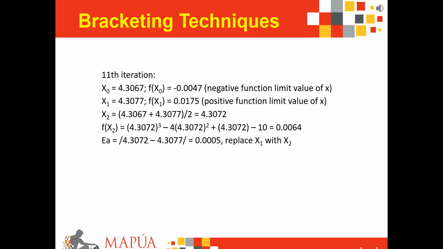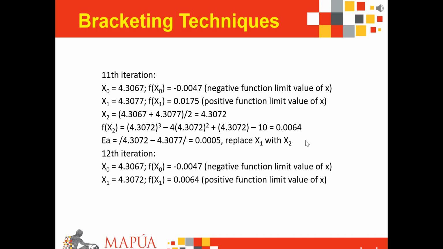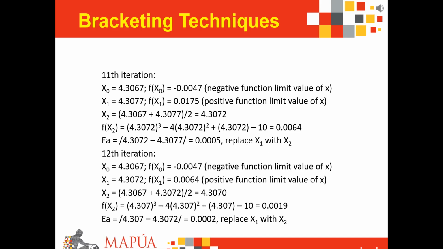Substituting that to our function gives us a function value of 0.0064 and an absolute error of 0.0005. Hence, again, we repeat the process by replacing x1 with x2. So on our 12th iteration, we end up with these given values and this midpoint to be 4.3070. Substituting that to your function gives us a function value of 0.0019 and an absolute error difference equal to 0.0002.